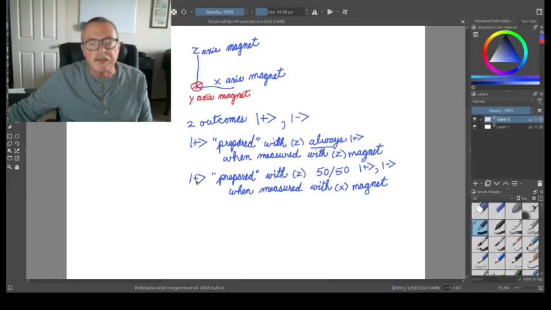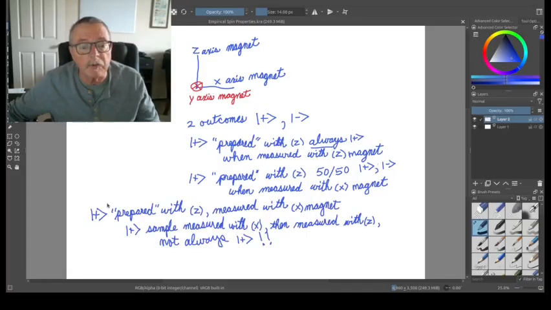I have the same situation, an aligned atom prepared with z, meaning it goes past the z magnet, but then it's measured by the x magnet. And what experiments show is that if these x and z are actually perpendicular, then we get a 50-50 spread of some of them are aligned, some of them are not aligned.